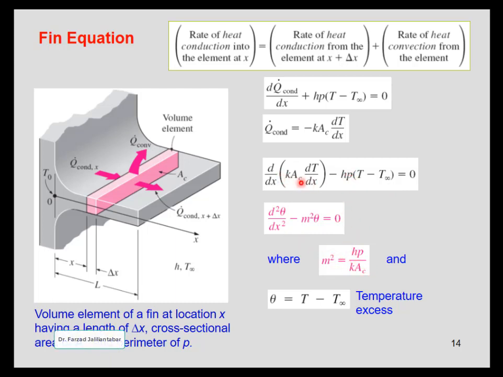If you rearrange this equation and substitute this part, hP divided by k Ac, by m squared, we will get this second order differential equation: d2 theta by dx2 minus m squared theta equals 0, where theta is T minus T infinity, or we call that temperature excess, the temperature difference between the surface and the medium around the surface.